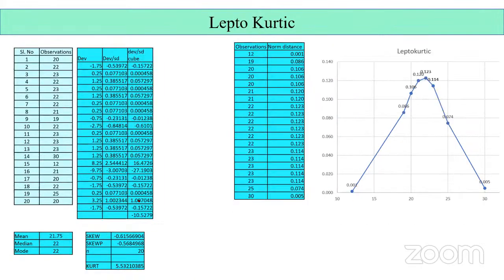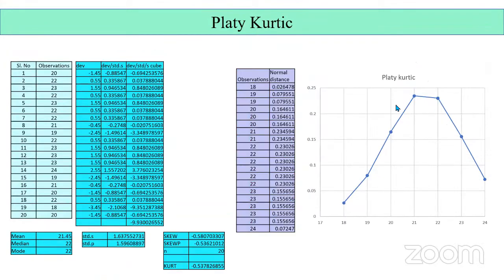Okay. So you can see in this one there is a huge peak, which shows leptokurtic, and the second one is platykurtic, which is very small. So this is what we discussed in the last class, right?